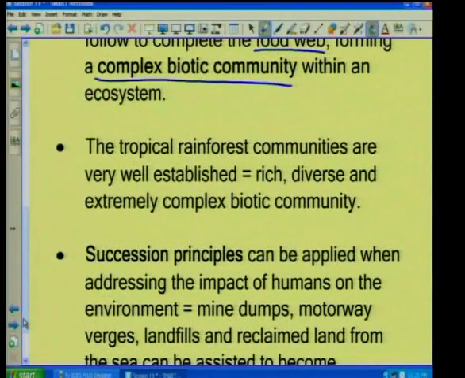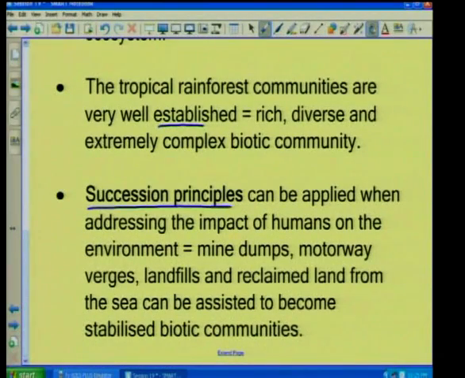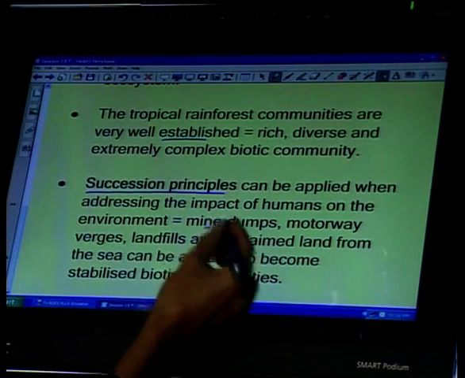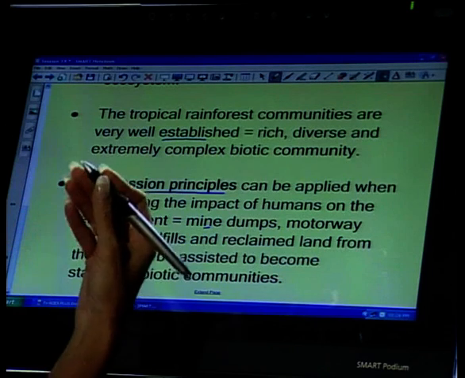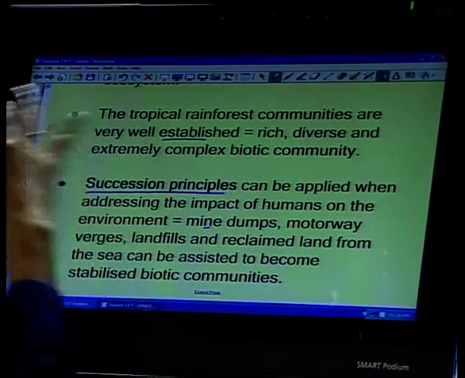The tropical rainforests, what we have there is that they are well established. So they're rich, they're diverse, they're complex biotic communities. But if we look at succession principles, they can be applied when addressing the impact of humans. So we come along, we have mine dumps, we have motorways, we have landfills, and what are we doing? We're saying, well, we want to become a stable environment, and in doing so, we end up messing up the environment around us for plants.